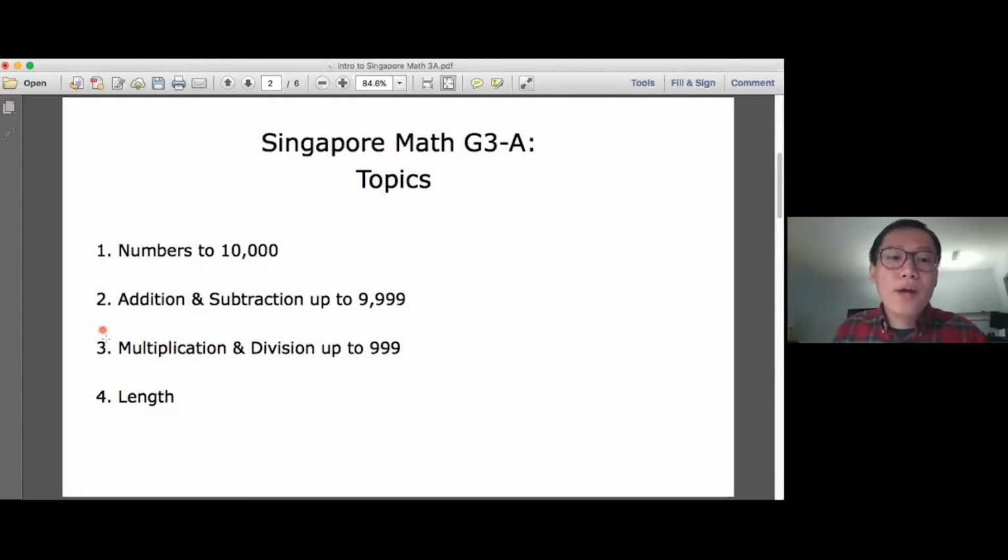So topics 1, 2, 3 make up a big chunk of Singapore 3A. And then we still have a little bit of time left. There will be a small topic called length, right? Basically a review of what is meters, what is centimeters, and how to change meters to centimeters. All right, so let's start with the first topic, numbers 1 to 10,000.